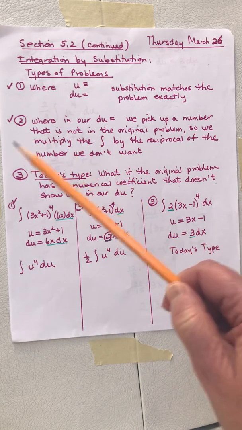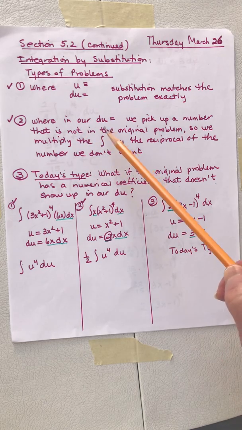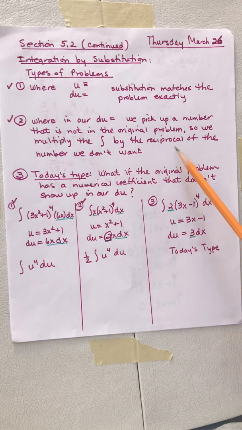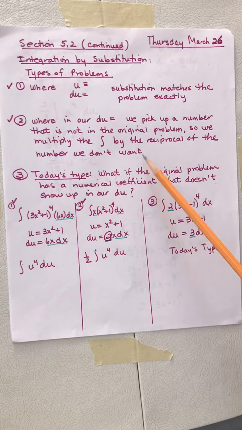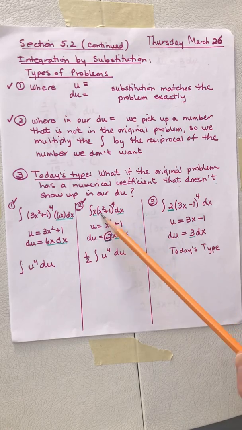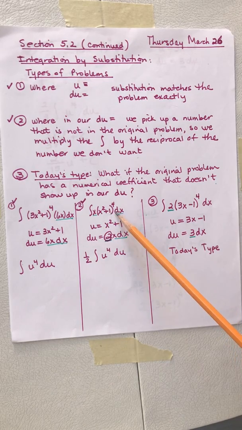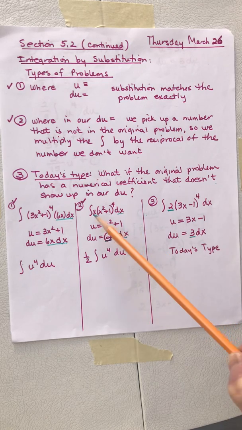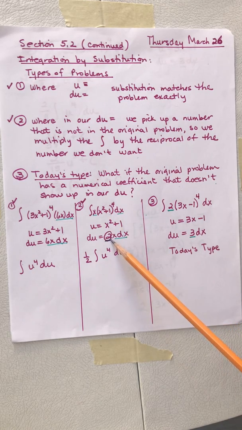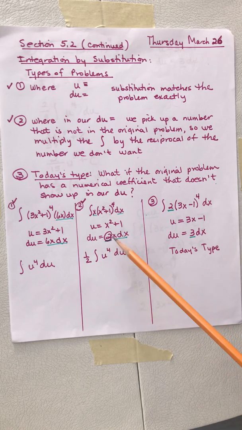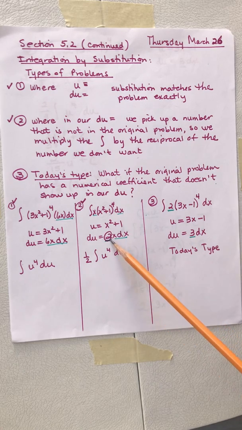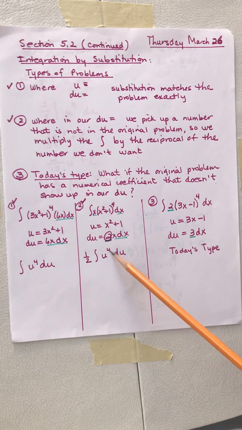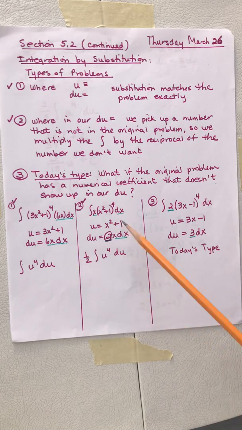The second kind, which we just finished going over, is where in our du we pick up a number that's not in the original problem, so we multiply the integral by the reciprocal of the number we don't want. And that's this type of problem. x squared plus 1 is my u, and my derivative of that is 2x dx. Well, the x dx is in the problem, but the 2 is not. So my du picked up a number I don't want, so I multiply in front of the integral by the reciprocal of that number. So multiply by 1/2, and then I end up integrating u to the 4th du. Okay, that's the second kind.